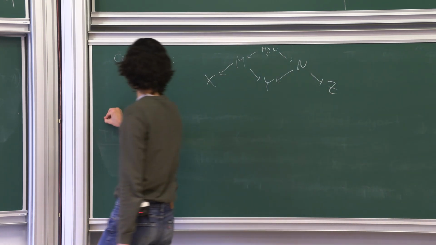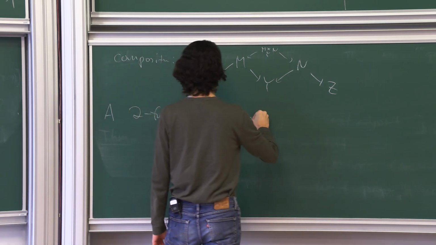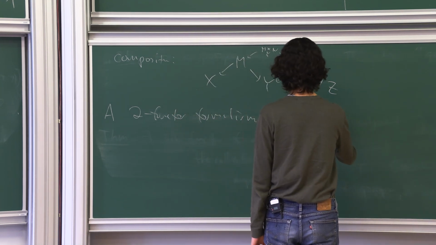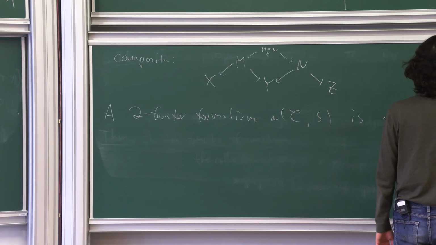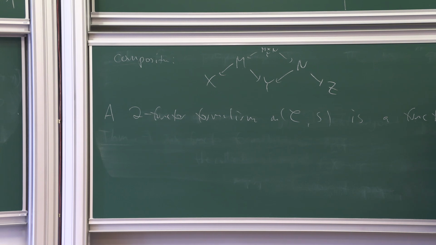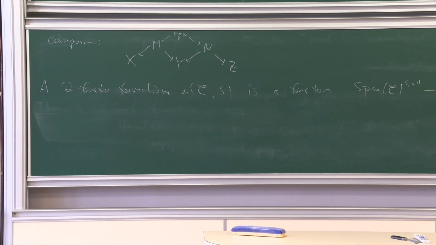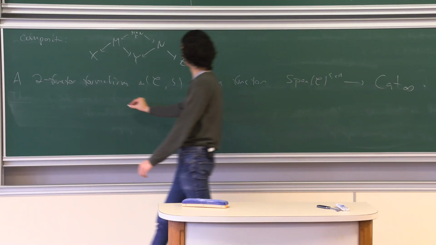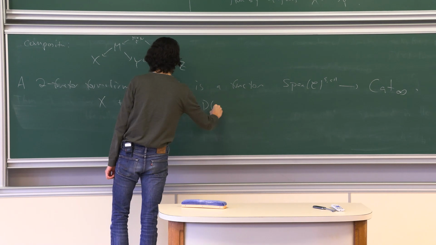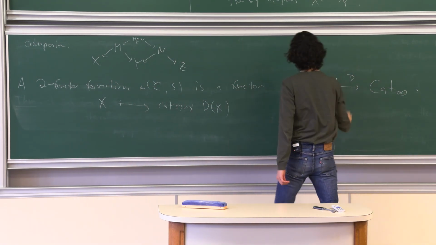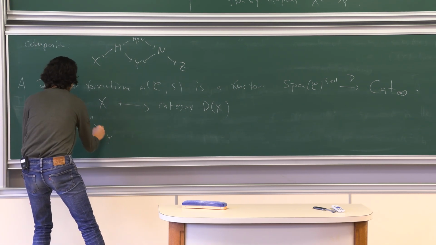And then, I don't know, a 2-functor formalism on C with respect to S is just a functor from Span(C, S)_all to some category of categories. I.e., to every object X, you assign a category, infinity category, D of X, say. We can call it D. And then to every span, you assign a functor.